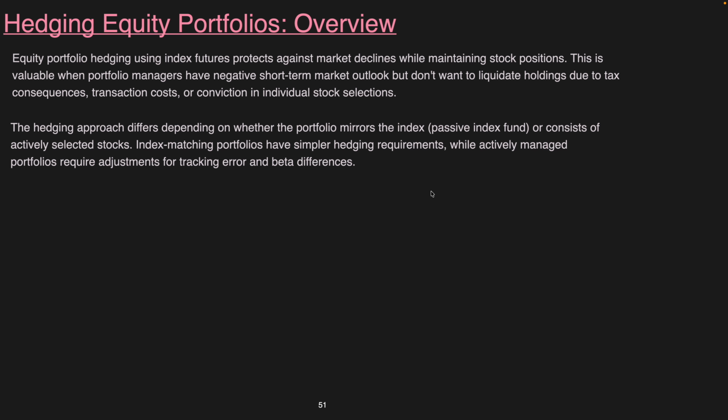Now, the hedging approach depends upon whether the portfolio exactly mirrors the index or consists of actively selected stocks. Actively selected stocks will have more alpha. It means the volatility of actively selected stocks will be higher than the index stocks. So, as a result, if the portfolio manager has selected any stocks which are not part of the index or which are more than what is there in the index, in such cases the hedging, that is the number of contracts to be hedged, and the minimum variance hedge ratio will drastically differ. That we will discuss in our future slide.